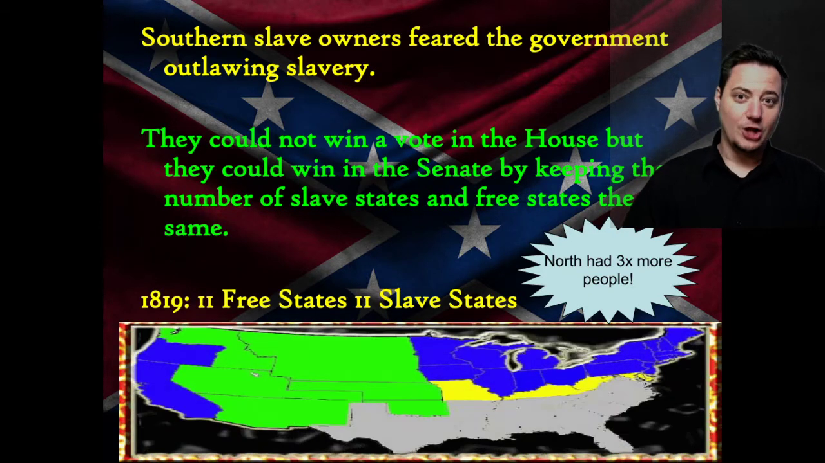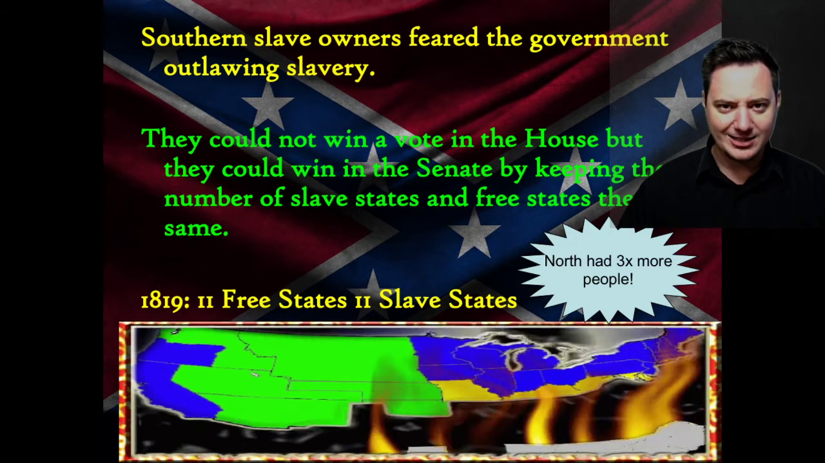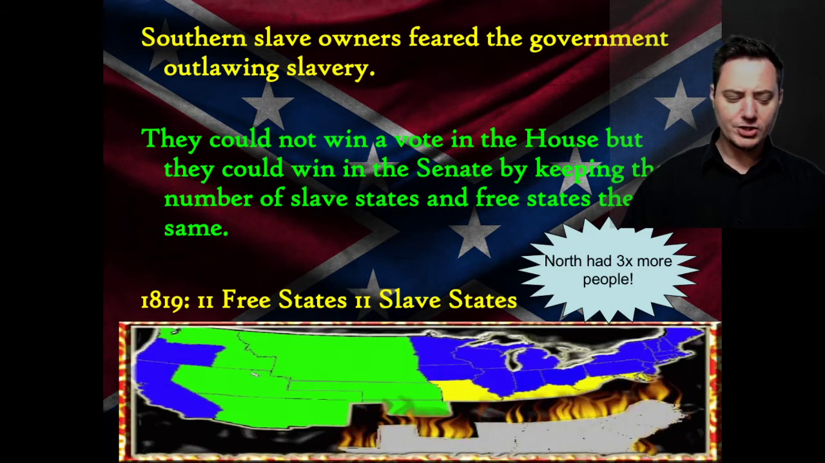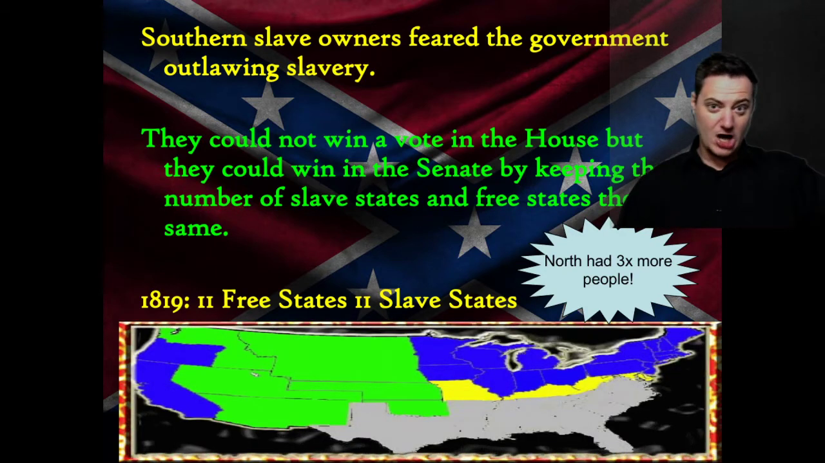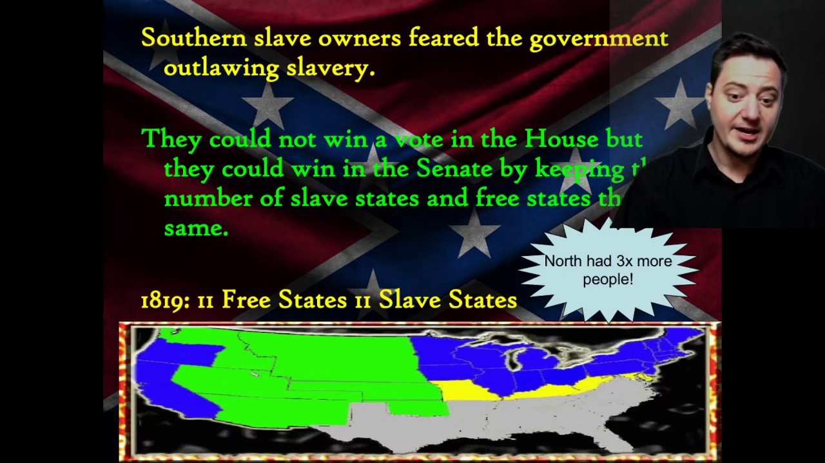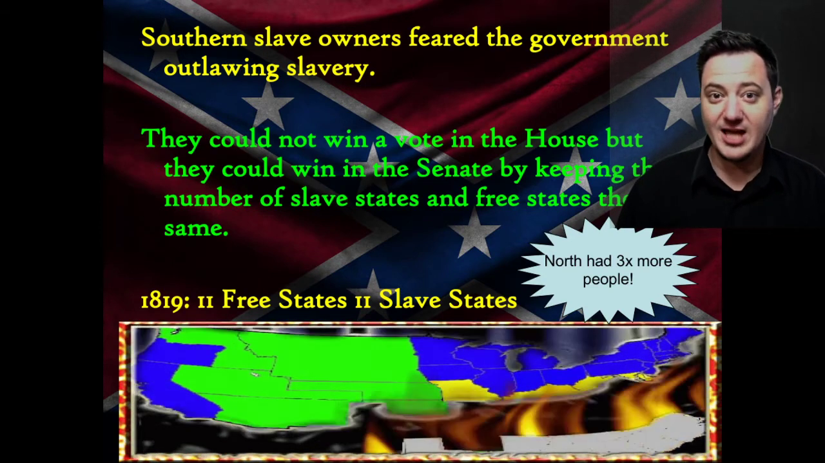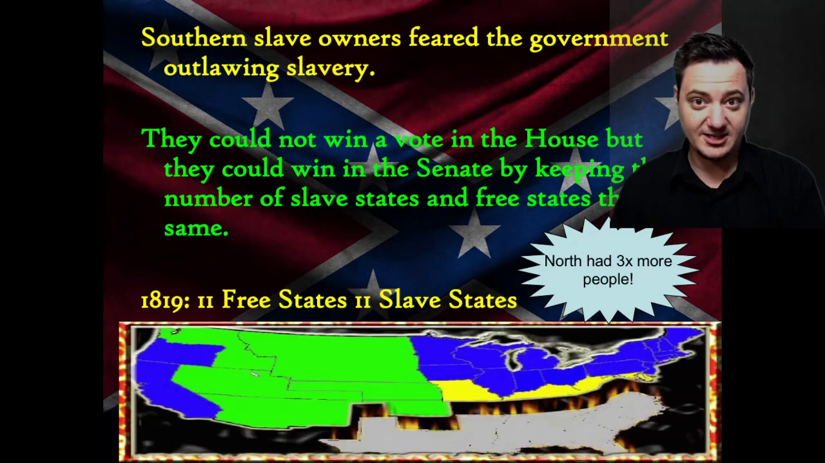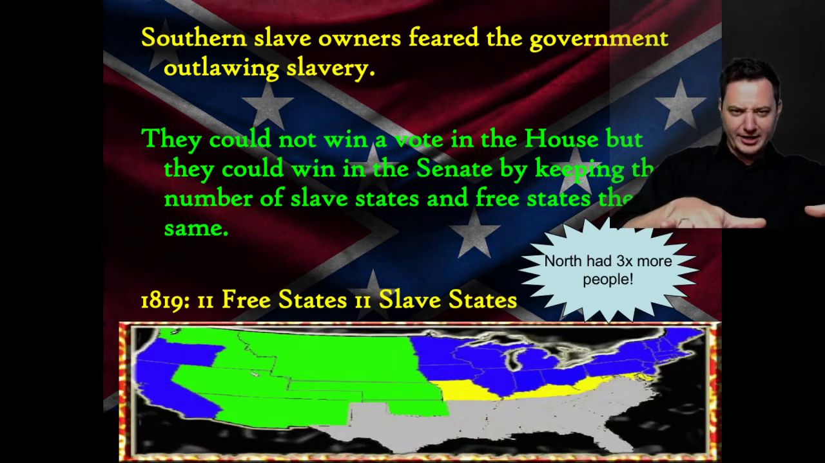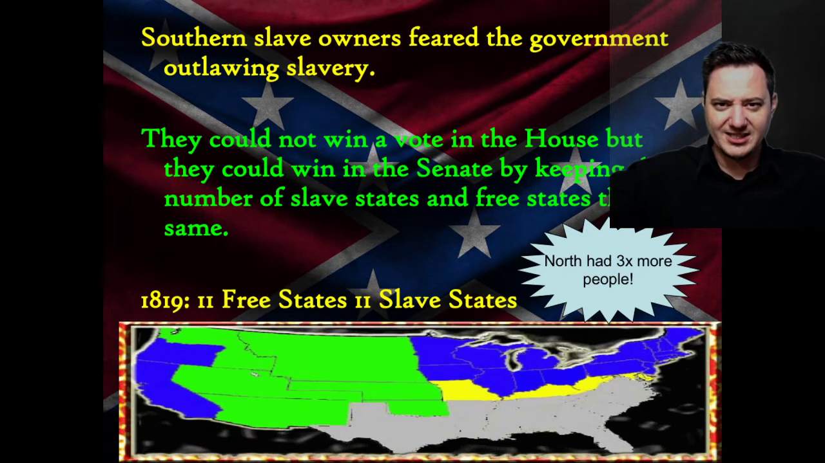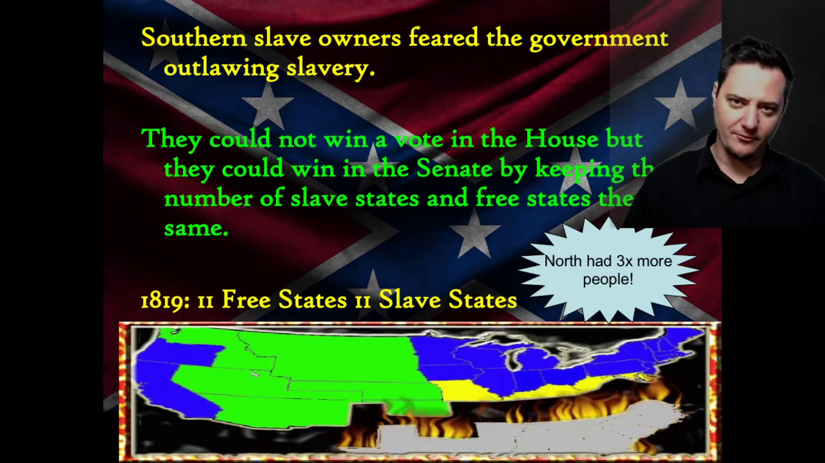And they figure as long as they can keep the North from getting more votes in the Senate, they will never be able to pass a law that outlaws slavery. So the South wants to keep the number of states that are slave versus non-slave the same. Now in 1819, there are 11 free states, states that don't allow slavery, and there are 11 slave states. And as long as it's 11 to 11, that means it's 22 to 22 as far as representatives in the Senate, one side can't outvote the other, and a law against slavery will never be passed.